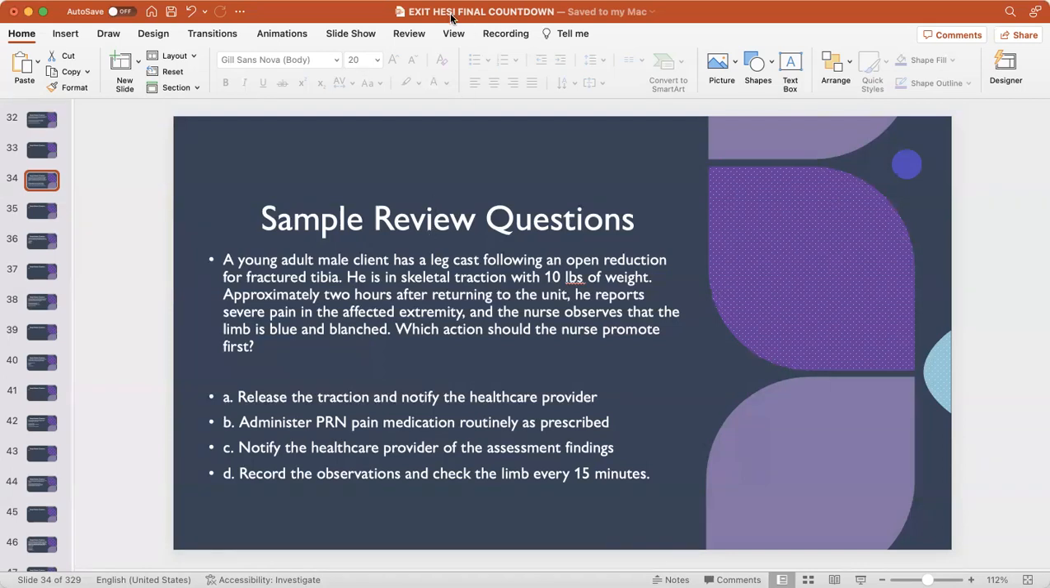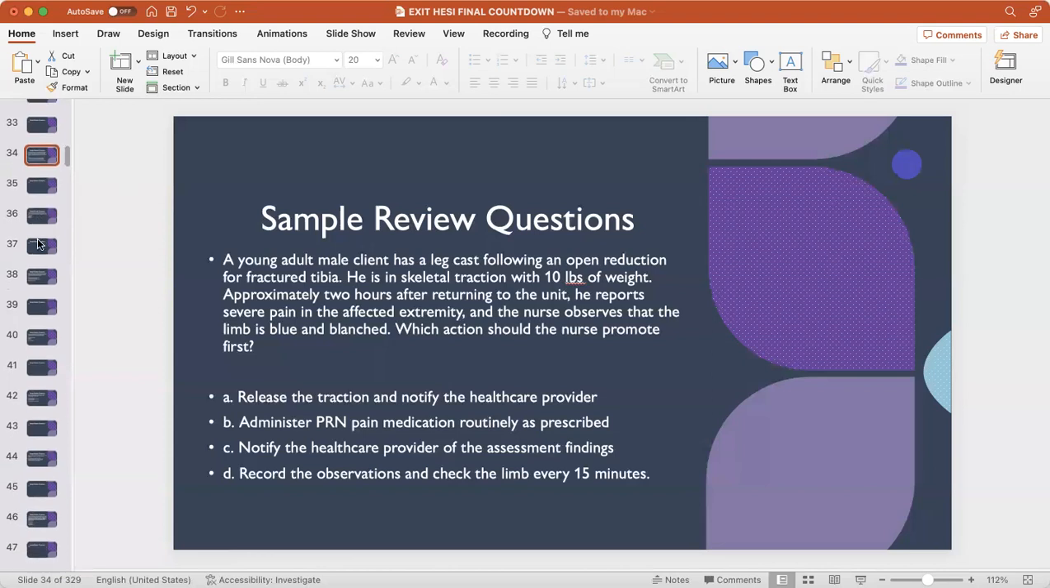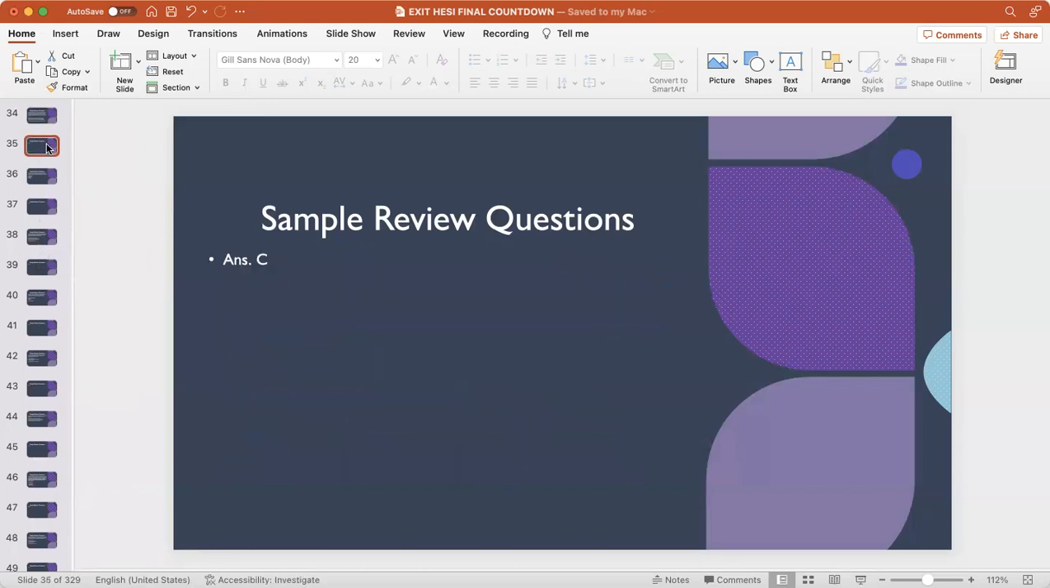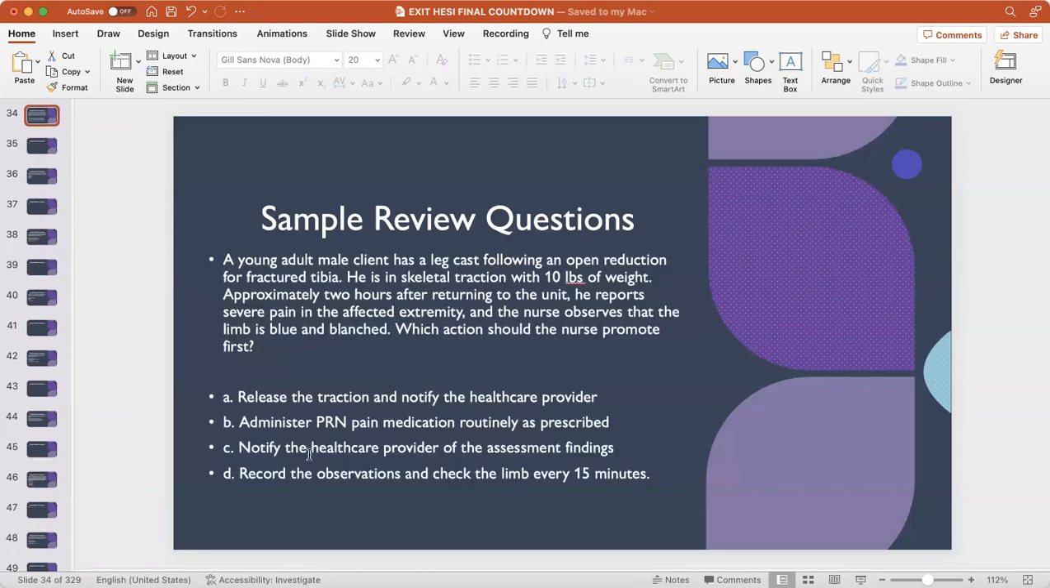So I feel like I want to say C. Okay. I agree with C as well because the findings kind of sound along the lines of compartment syndrome. Okay, all right, cool. Let's see. C is the answer. All right.